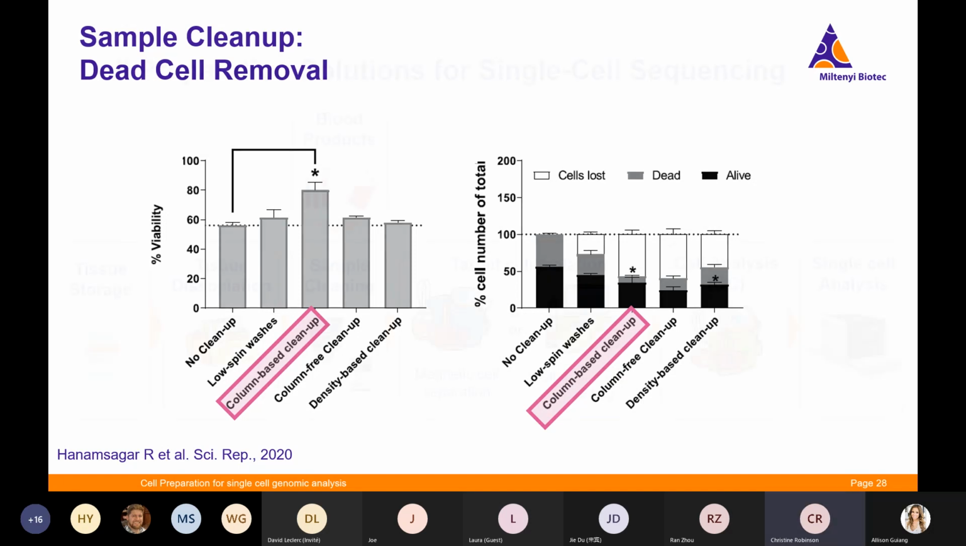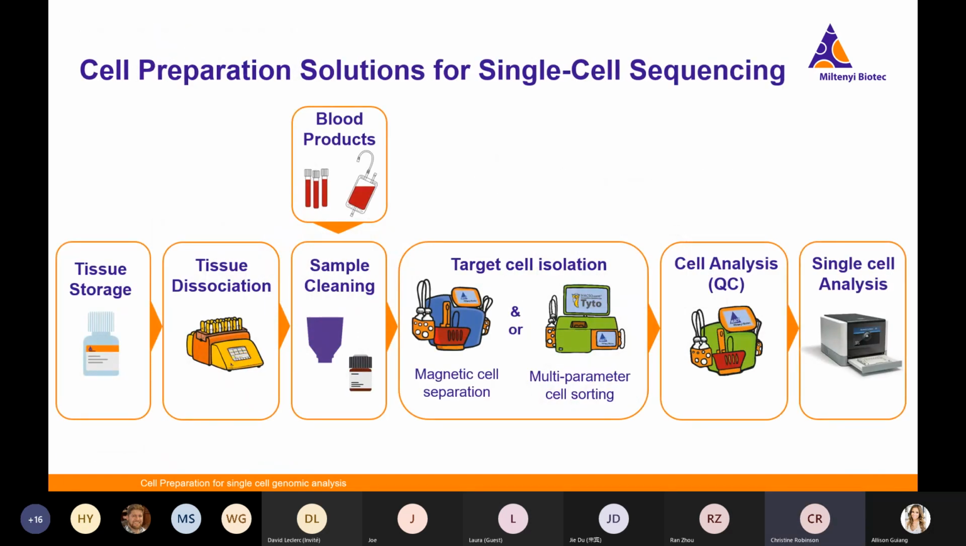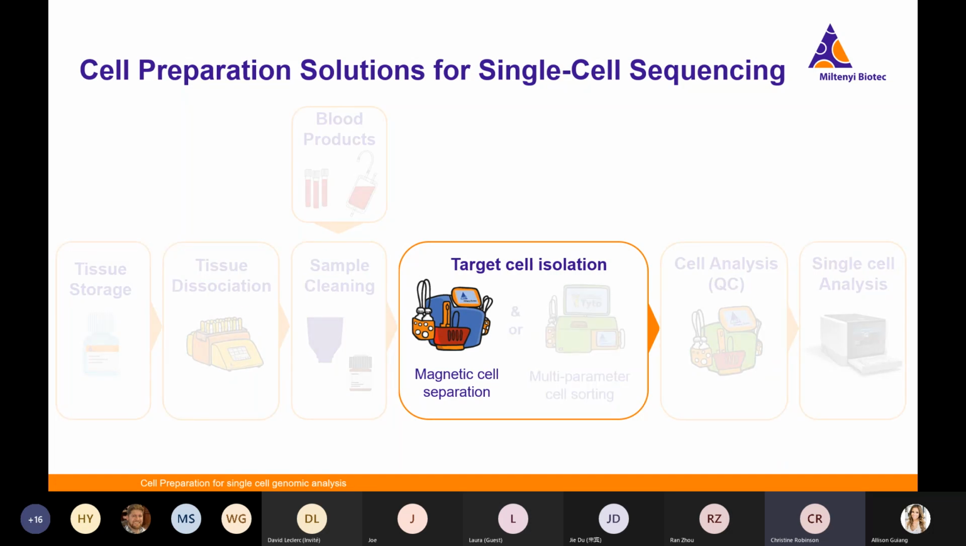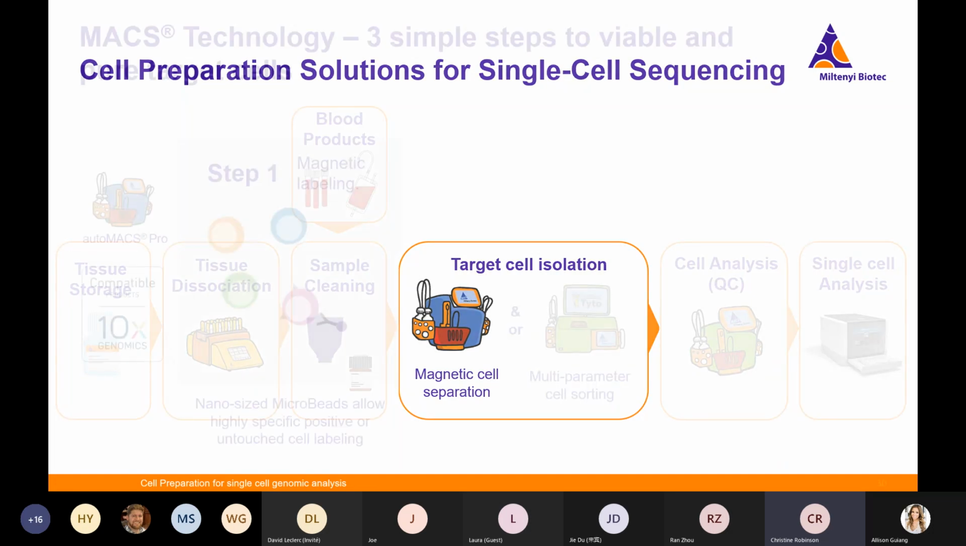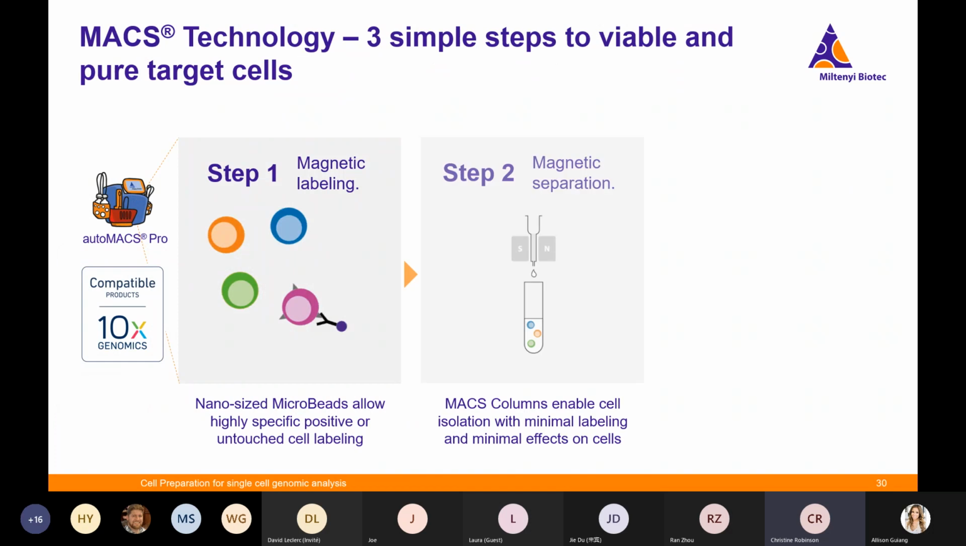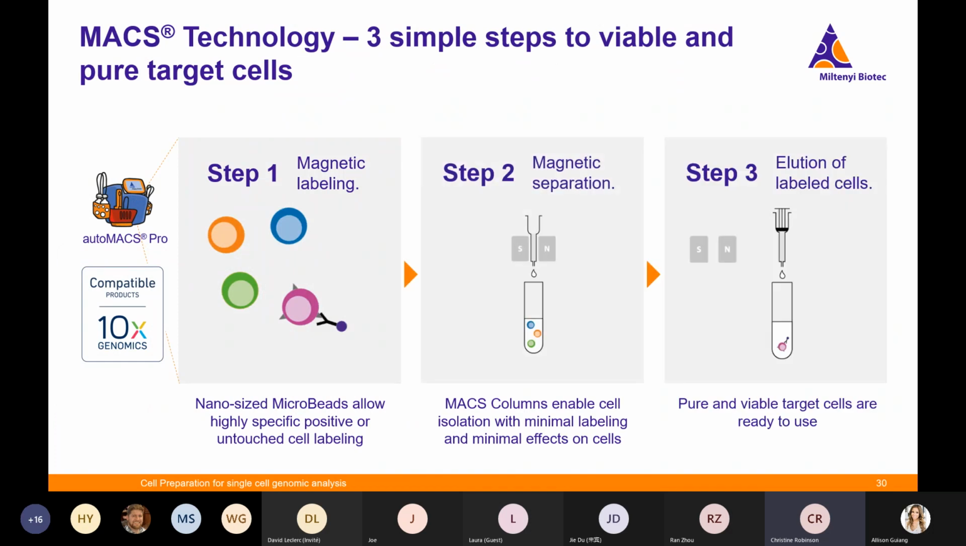So then on the next slide, once your sample is clean, you might want to enrich for your cell type of interest in order to maximize the number of target cells that you're actually sequencing per sample. So let's take a look at how our MAX technology enables a gentle cell separation. If we go to the next slide, you can click through so all 3 steps are showing. These are the 3 easy steps for cell separation.